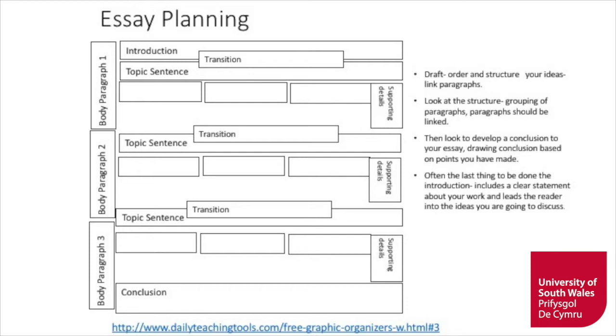In terms of the difference, what you've got here is similar to the 5 paragraph format. It just includes some additional things, such as transitions between paragraphs and key information. So you draft the ordering of the sections, put in your ideas and link paragraphs. You look at the structure and grouping of paragraphs, so paragraphs should be linked. Then you develop conclusions based on the points that you've made. And the last thing, as I said, is to go back and revisit the introduction, clearly stating what you're trying to do, directing the reader and saying what you're going to discuss.